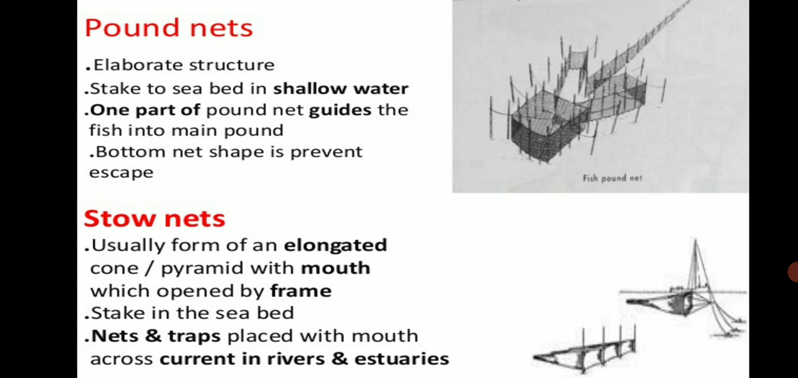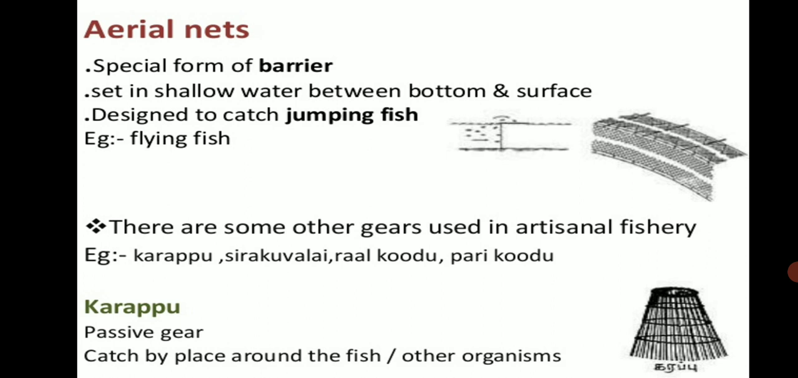Stow nets usually form an elongated cone or pyramid with a mouth held open by a frame. Stuck in the seabed, the net is placed with the mouth across the current in rivers and estuaries. Aerial nets are a special form of barrier, set in shallow water between the bottom and surface, designed to catch jumping fish, flying fish. There are some other gears used in estuarine fishery.